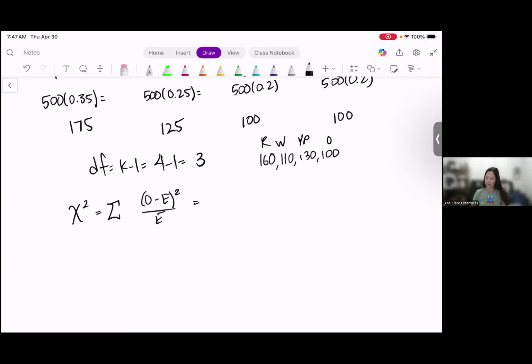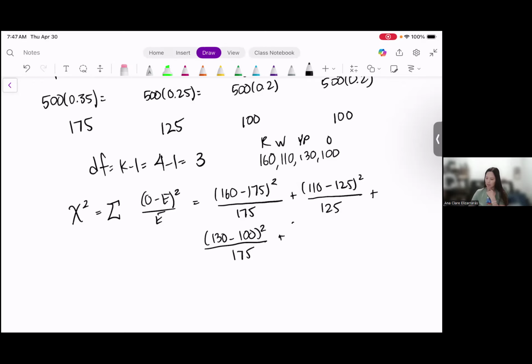Okay, so I wrote these here: running, weightlifting, yoga Pilates, and other. What we're going to do is we're going to take running, which was 160 observed from the chart above, minus 175 is what we expect, squared over the 175 expected. So you see that number twice. We're going to add that to the 110 weightlifting minus the 125 we expect, squared over 125, plus 130 minus the 100 we expect, squared over 100, plus the 100 other minus the 100 we expect, squared over 100.